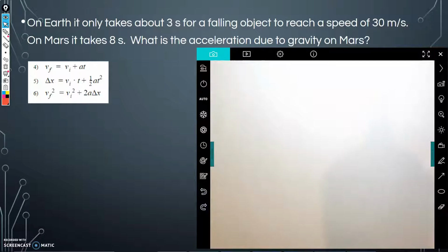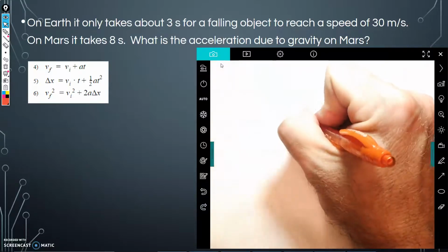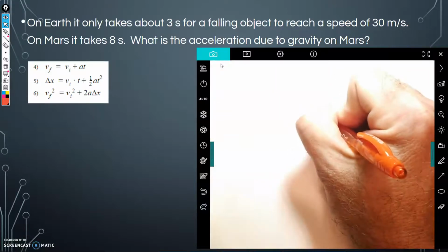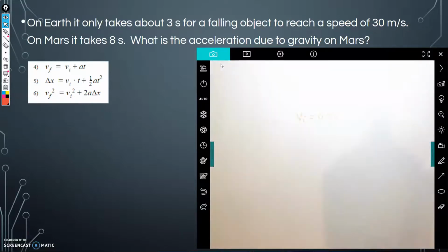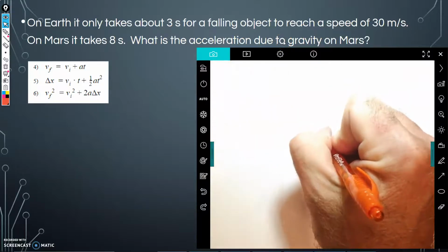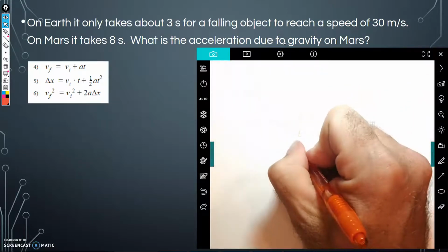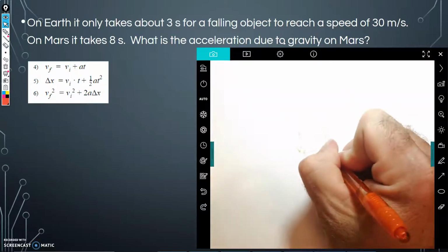All right, so the information that we're given here, we need to pick through it and think about, well, what's important? What do we need to know in order to find the acceleration on Mars? Okay, well, if we're dropping an object, we can again assume that the initial velocity is 0. And we know that on Earth it takes 3 seconds for an object to reach that final speed of 30 meters per second, but for Mars it's going to take 8 seconds. All right, so it's going to take a time of 8 seconds on Mars to reach a final velocity of 30 meters per second.